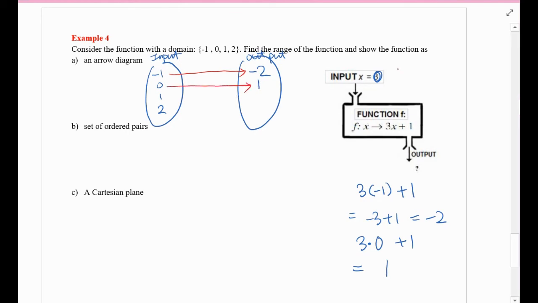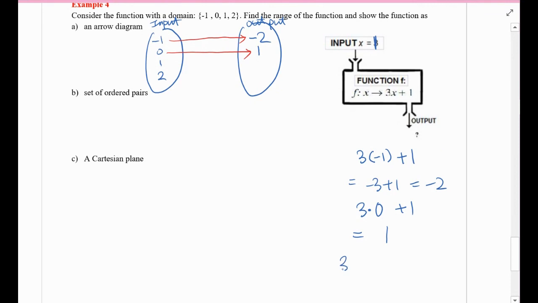1. So let's plug 1 into the machine. Then 3 times 1 plus 1. That is 3 times 1 plus 1. That is 4. So therefore, the output is 4. Here, 4.